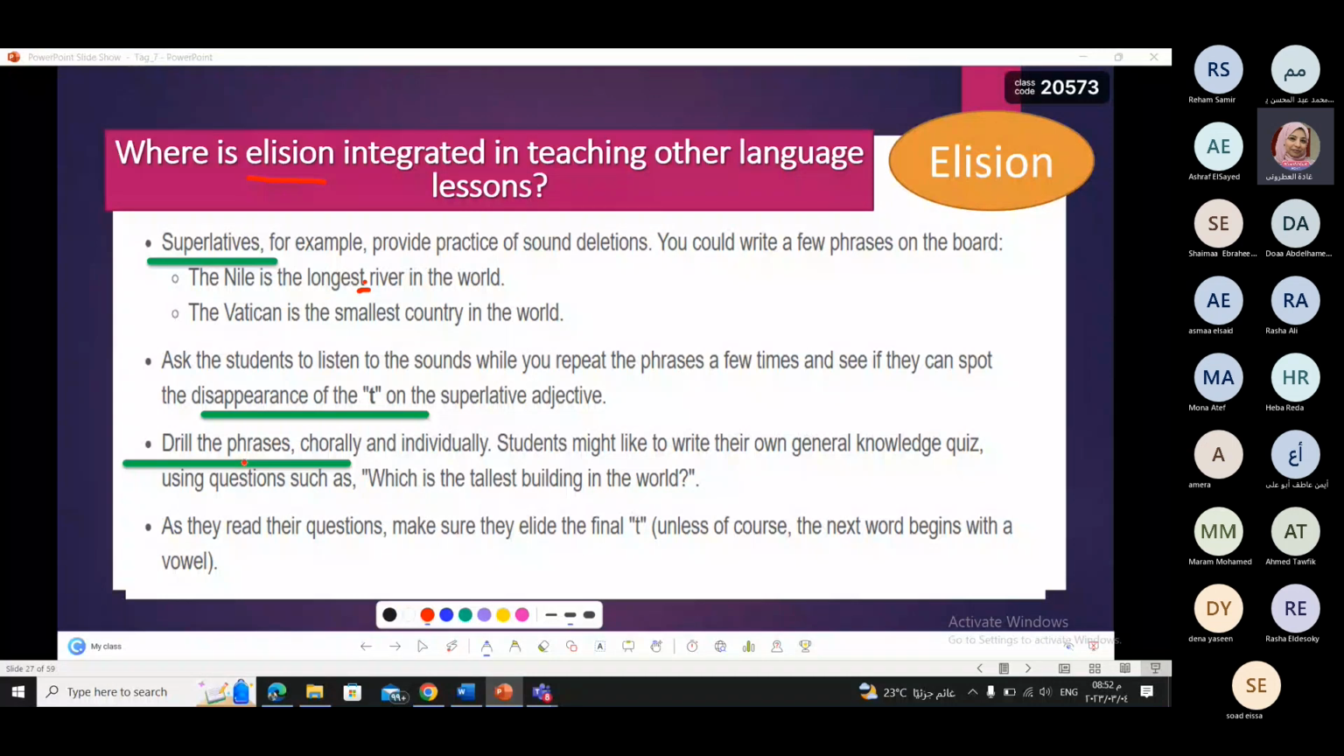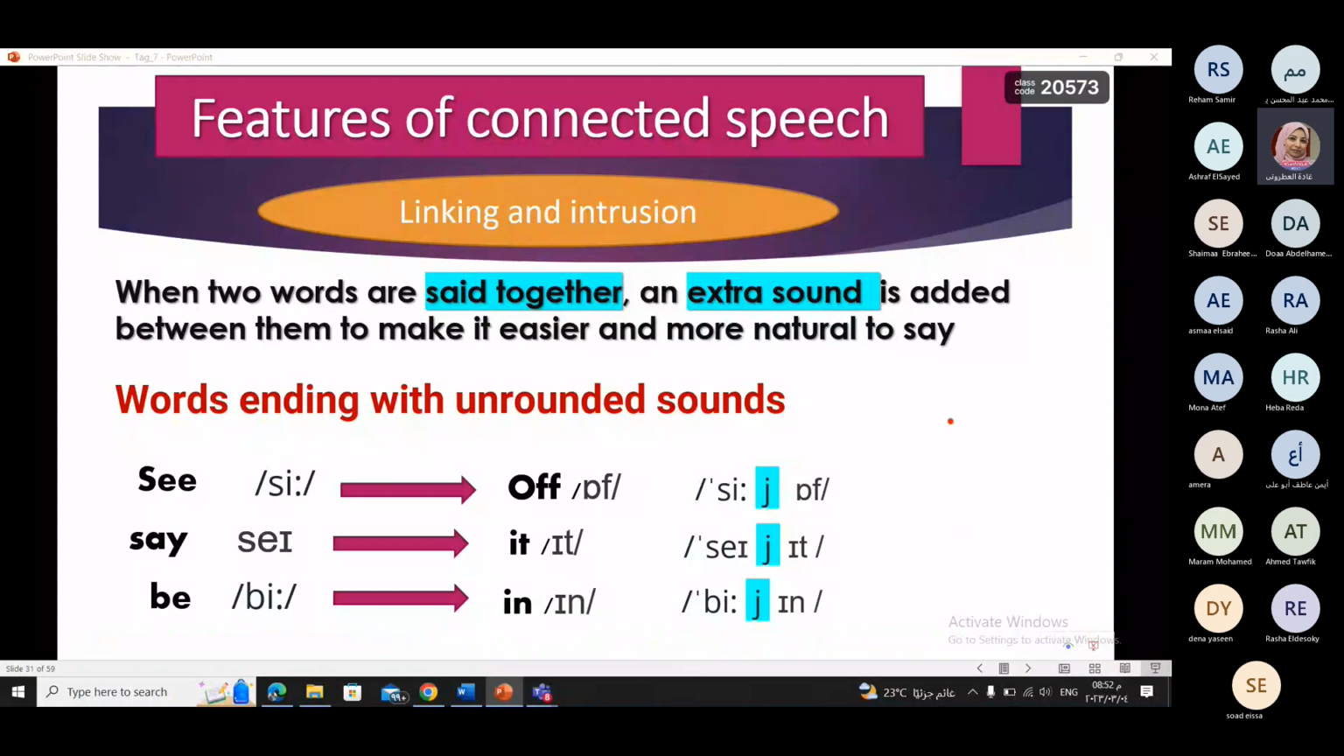Okay, let's move on together to another thing, which is linking and intrusion. Have you ever heard about linking and intrusion before? I think it's clear for you now. So linking and intrusion is another feature of connected speech. What we mean by linking and intrusion is when two words are set together, especially when there is a vowel at the end of the first word and another vowel at the first sound of the second word.